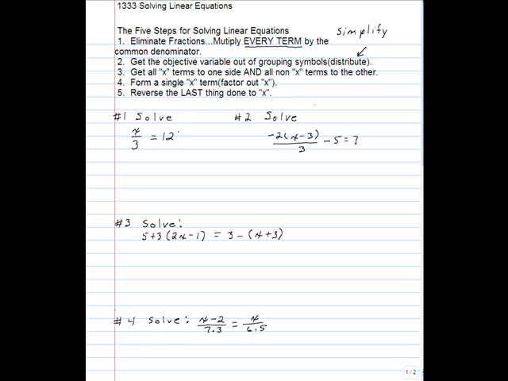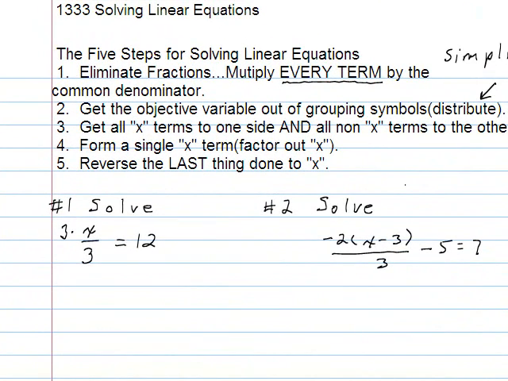Normally you'd have to stop and figure out what the common denominator is at this point, but we only have one denominator, and that's 3, so that's the common denominator. So I'll multiply this first term by 3 and the second term by 3. Now the reason that you're doing that is to eliminate fractions. That's your first step, eliminate fractions. So let's cancel, and that eliminates our fractions. On the other side, we have 12 times 3 is 36. Problem done, and we're on to number 2.